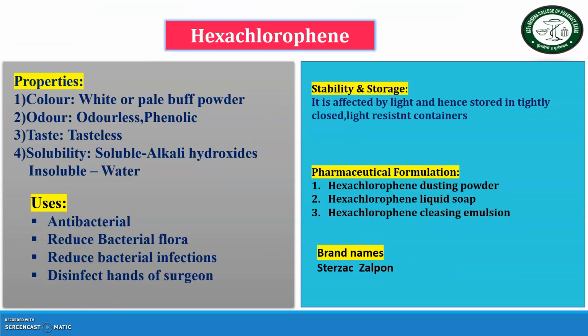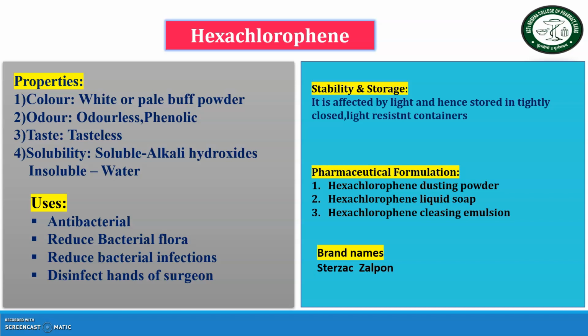Next and last drug is hexachlorophene. Properties of hexachlorophene: white or pale buff powder, odor is odorless or phenolic, taste is tasteless. Solubility: soluble in alkali hydroxide, insoluble in water. What about uses? Antibacterial. It is also used to reduce bacterial flora and bacterial infections. It is also used as a disinfectant for the hands of the surgeon.